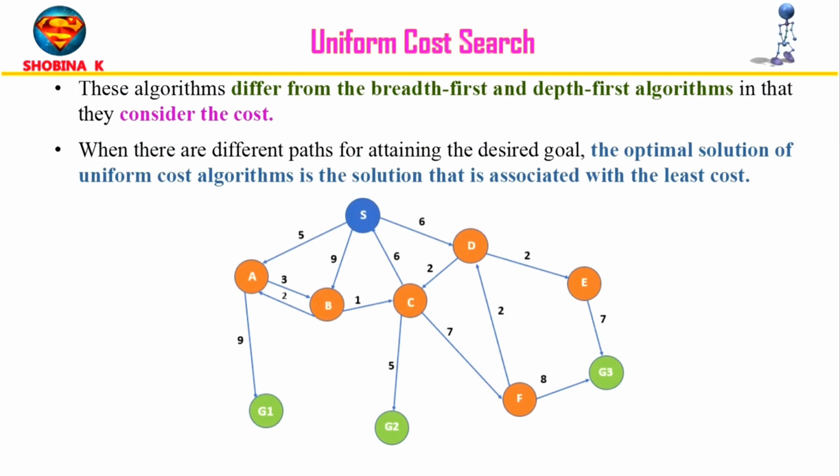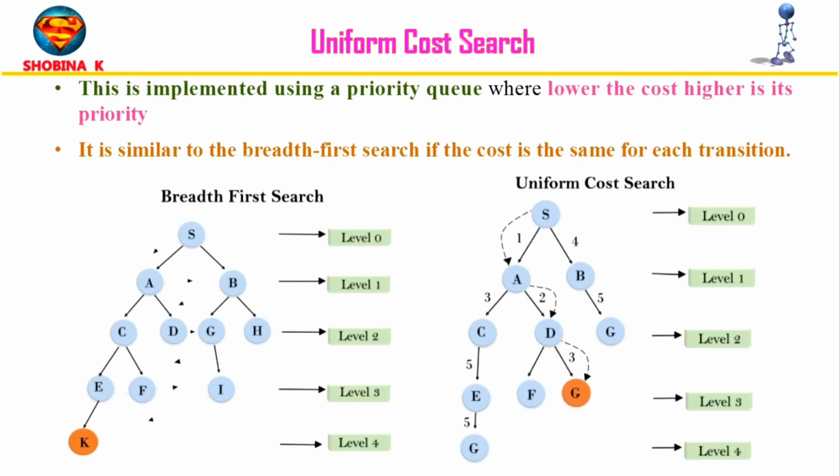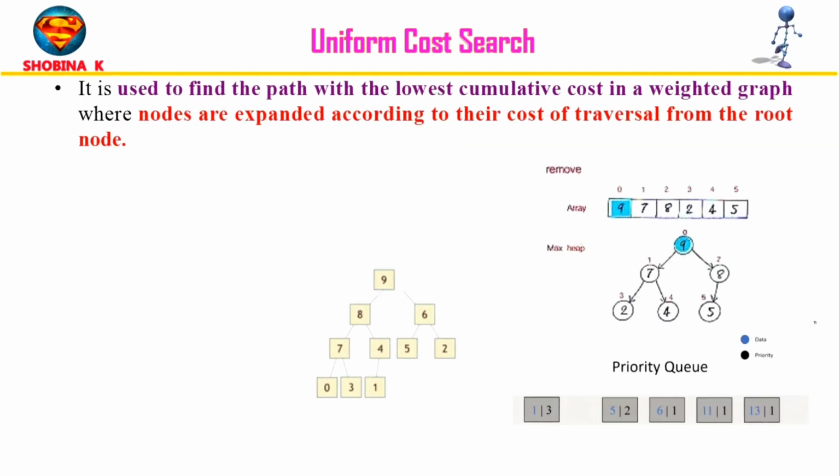Uniform cost search is different from both DFS and BFS. In this algorithm, the cost comes into the picture. And here there may be different paths to reach the goal, so the path with the least cost is optimal. And here the cost is calculated as a cumulative sum of all the costs. It traverses the path in the increasing order of cost. It is similar to the breadth first search if the cost is the same for each transition. The uniform cost search algorithm is used for visiting the weighted tree.